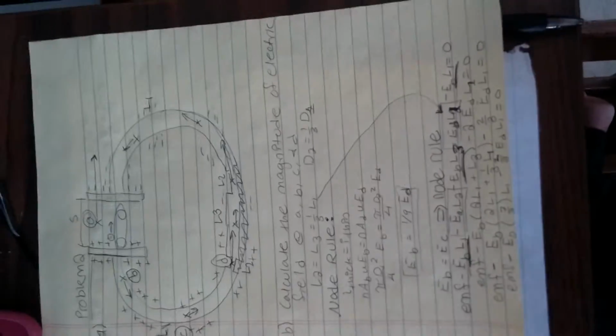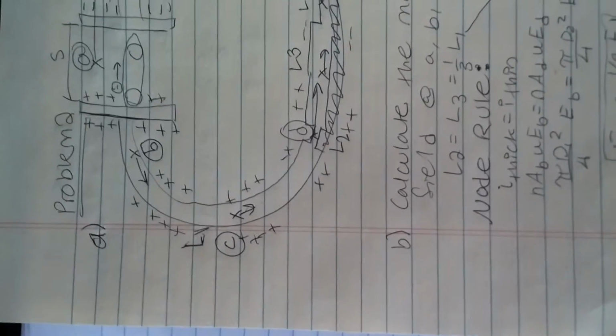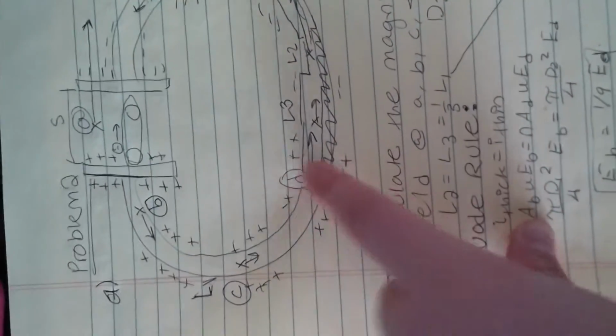So the next question asks us to calculate the magnitude of the electric field at the points A, B, C, and D. And I so helpfully labeled and circled each one. So, of course, let's do the easy one first. The electric field at B is equal to the electric field at C. This is because of the node rule, so that the I in has to equal the I out. They both have the same thickness and the same material, so therefore they will be the same. Where the electric field starts to change is at D here, because you're making a thinner wire.